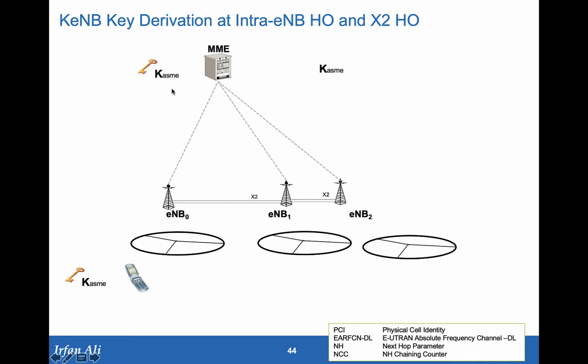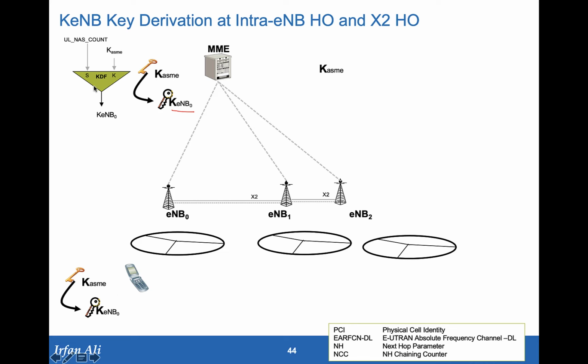Okay, so we start off from the KASME key, which is the key at the MME, and the mobile also has this KASME key, which is the foundation for the key that is used for the access stratum, or the K eNodeB. After the authentication procedure, when the context is being set up, we had seen that from the KASME key we derived the KENB0 key, which is sent down to the very first eNodeB where the mobile has attached.